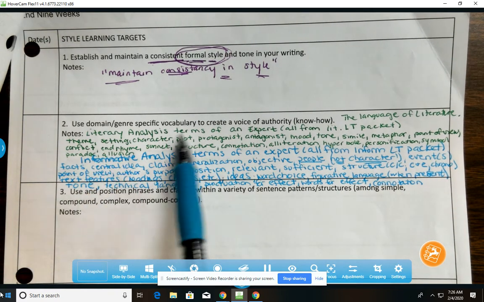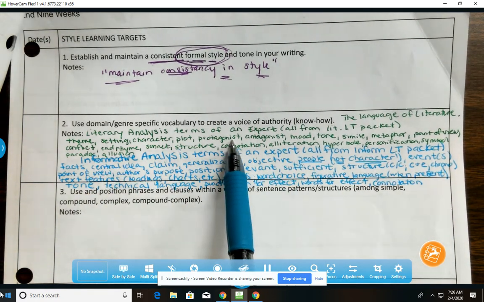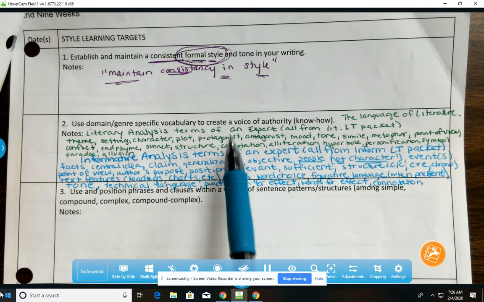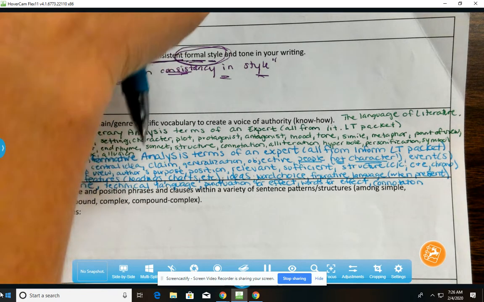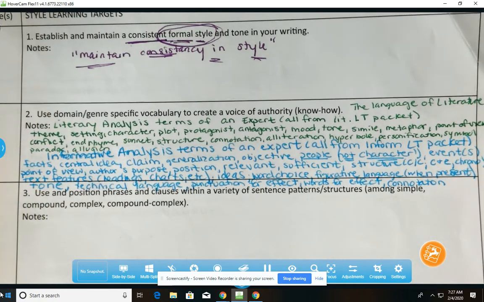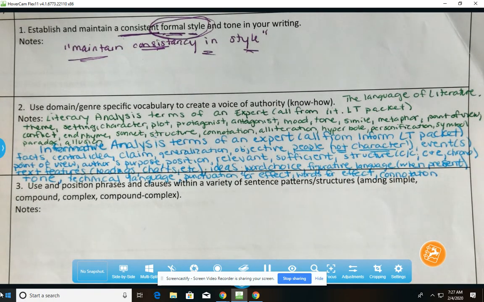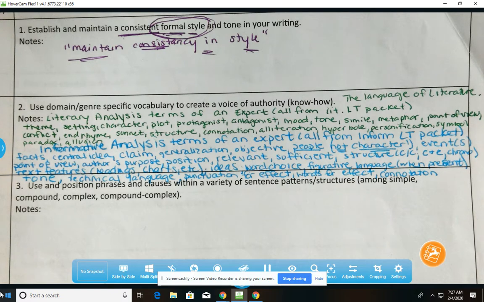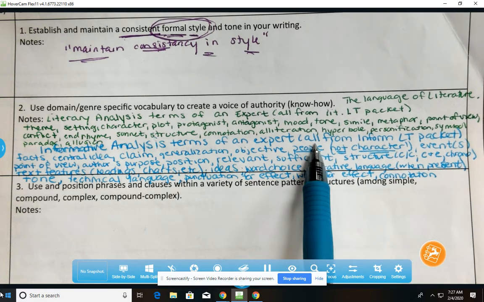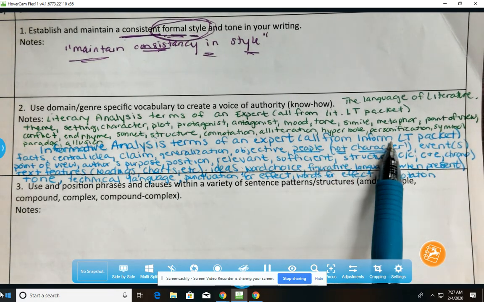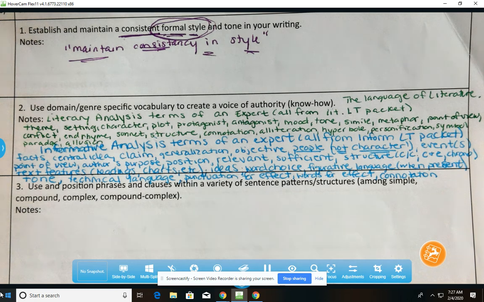So we have some words up here that are only text specific to when we're analyzing the language of literature. So it's time we start thinking about what is the language of informative analysis, the language of nonfiction, and use the terms that an expert analyzer would use in the language of nonfiction. So let's look at what those terms are. So first thing I have listed here is informative analysis terms of an expert, most of which, if not all, are from that informative learning target packet. But here's some words you can call upon and use.